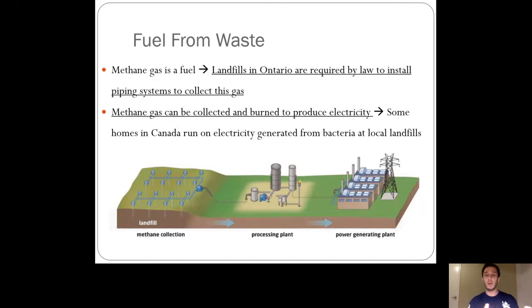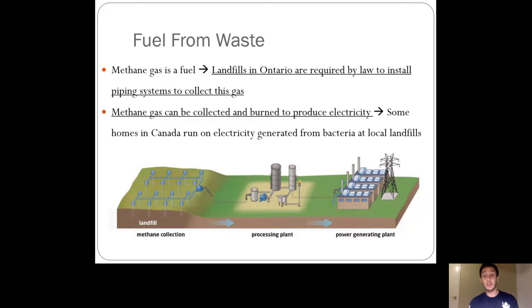Now, how do we feel about burning methane gas? Well, when we burn it, we do produce greenhouse gases. It does contribute to the greenhouse effect. But at the same time, we're also kind of taking advantage of our landfill space. So there are some positives and some negatives, and it's more of a complicated discussion as to whether this is worthwhile or whether there are other sources of energy that we can use or should use.